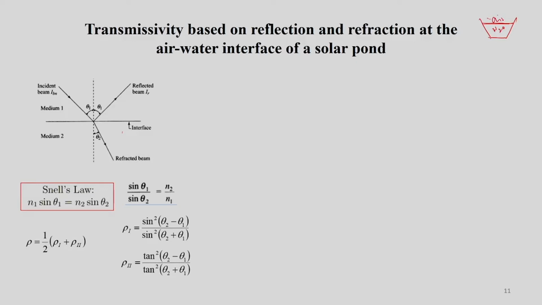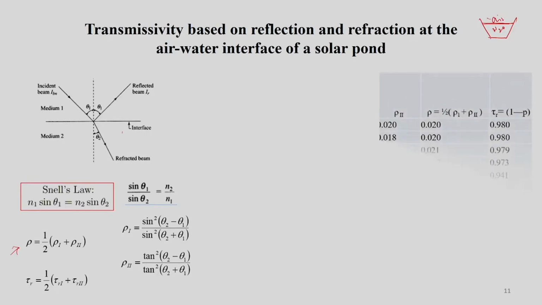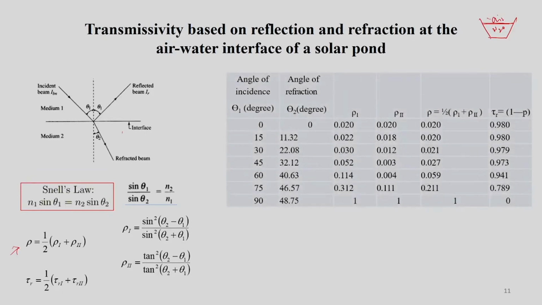So if we know these two components of polarization for reflection, rho can be calculated. And if we know rho, then again we can use the same methodology for calculation of tau r. So this is transmissivity based on reflection and refraction, and tau r1 and tau r2 are the two components of the polarization.